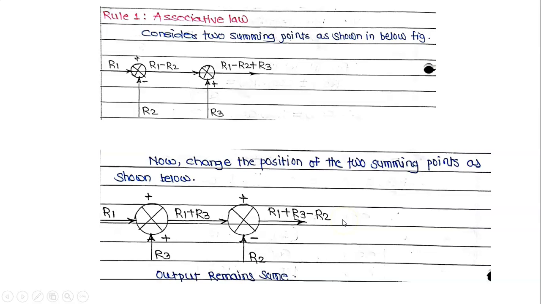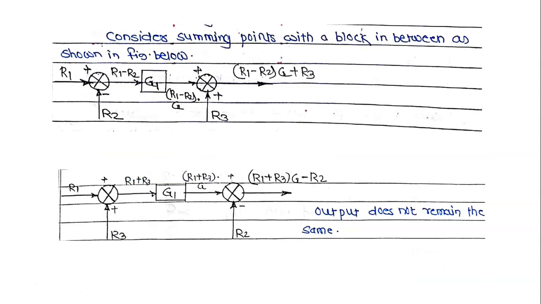That is, by interchanging the position of two summing points, the output remains the same, provided that the two summing points are directly connected with each other. There should not be any block between the two summing points. Now, some cases are there. Consider summing points with a block in between as shown in the figure below.